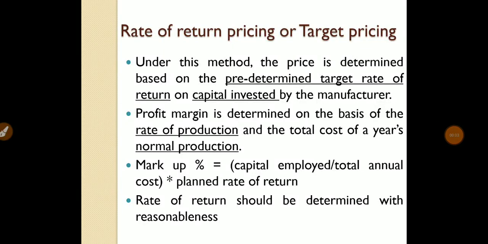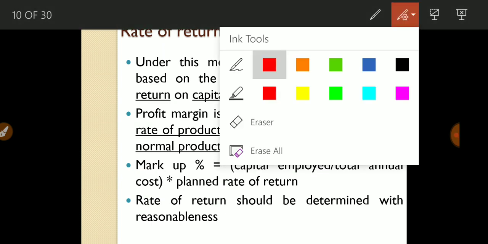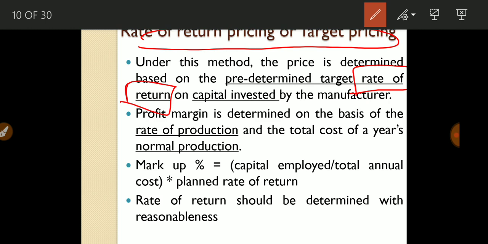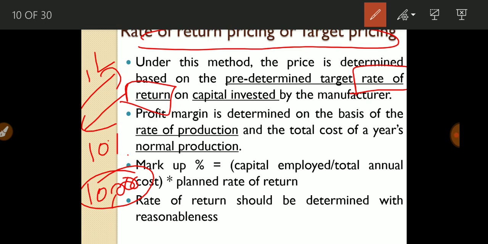Now we are discussing the next method, that is the rate of return pricing or the target pricing. The rate of return pricing is also known as target pricing. First, let's understand what we mean by the rate of return. When I am investing some amount of money in any business, I want to have some return. So business houses say that if I'm investing rupees 1 lakh in the business, I want 10% profit on that. So 1 lakh at 10% profit becomes 10,000. So this is what I want in return. What is the amount of return I want? That is the rate of return.